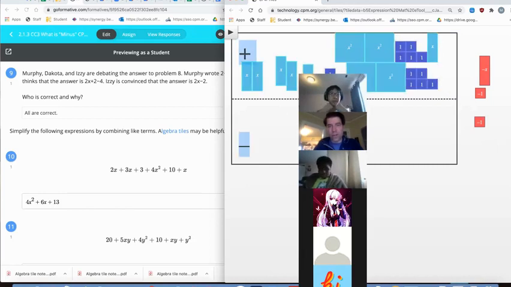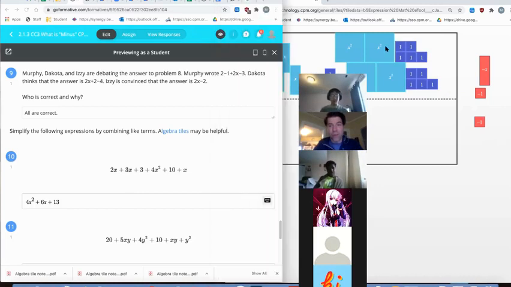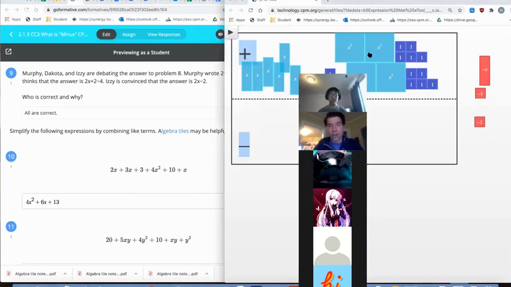So if I take all of these and put them together, I put my 2x, my x's with my 3x, and then I put another x. That's 6x. I have 4x squared here. So I put those together. And then I have my ones. I'm going to combine these terms, and I have 13 of those.